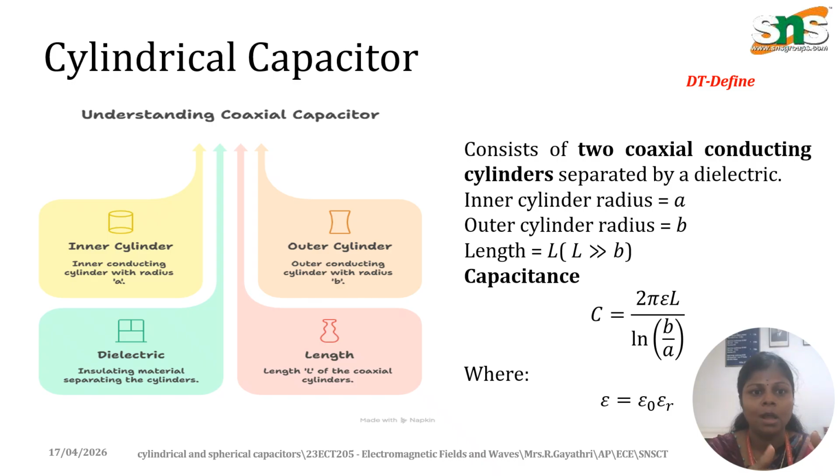Coming to the formula of the capacitance, C equals 2 pi epsilon L divided by ln of B by A, where epsilon equals epsilon naught into epsilon R.